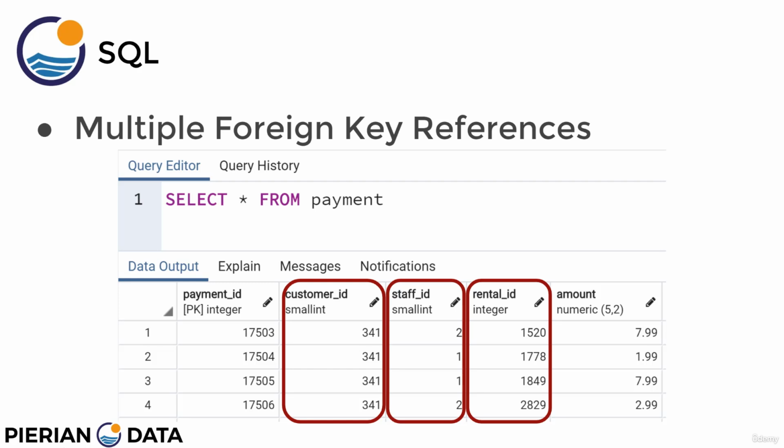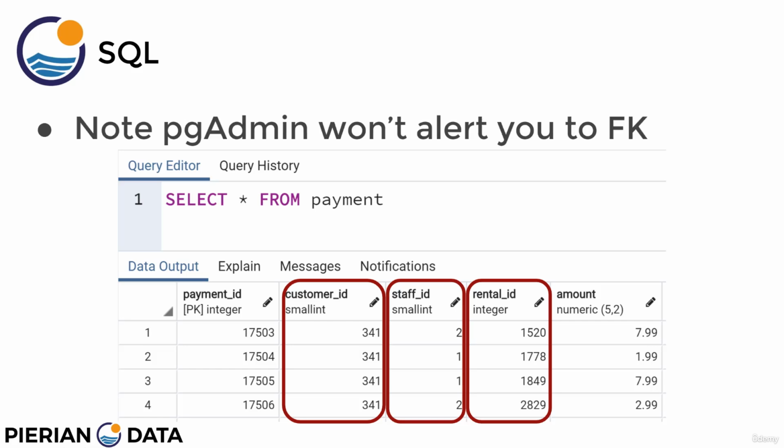So these foreign keys, the reason they're foreign keys is they're a reference to a primary key in another table. So customer ID is a foreign key within payment because it's a primary key within the customer table. Same with staff ID, it's foreign within payment because it's a primary within the staff table. Same with rental. And again, pgAdmin won't alert you directly in a simple query call whether or not this is a foreign key. They'll only do that for the primary key.